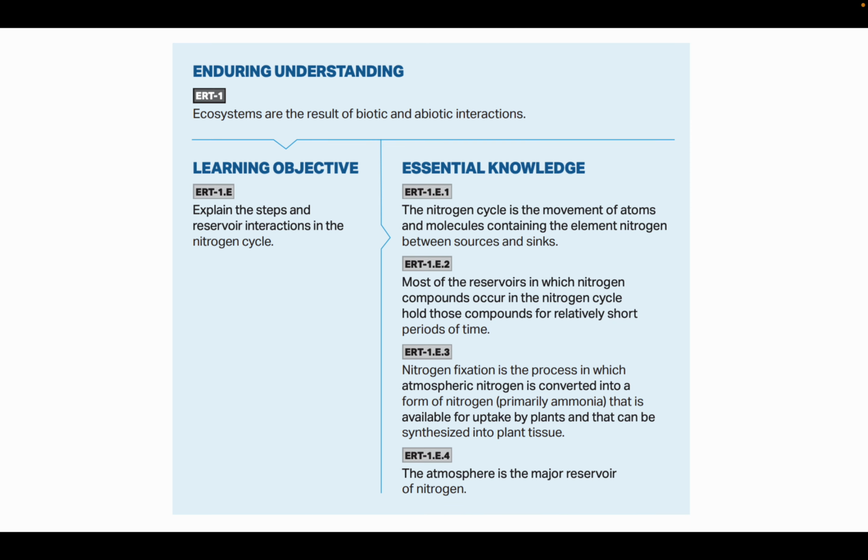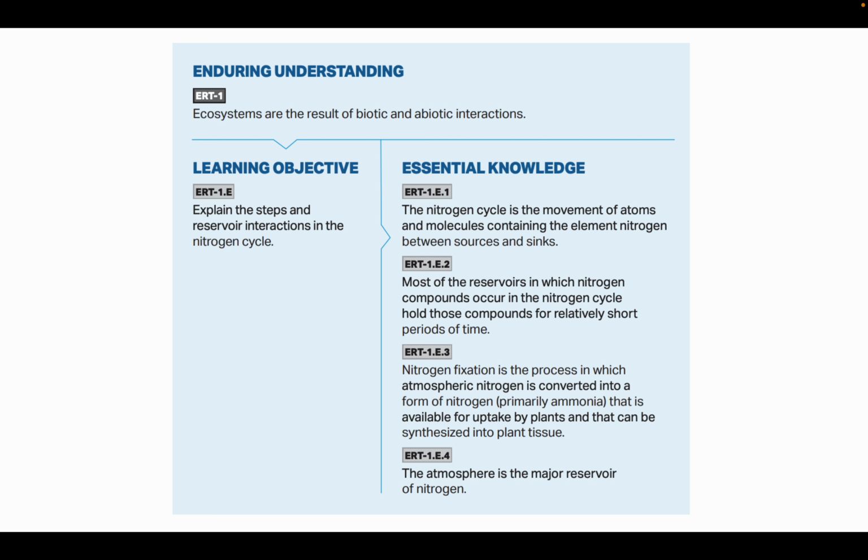So our objectives for today and essential knowledge is that the nitrogen cycle is the movement of atoms and molecules containing the element nitrogen between sources and sinks. Most of the reservoirs in which nitrogen compounds occur in the nitrogen cycle hold those compounds for relatively short periods of time, and nitrogen fixation is the process in which atmospheric nitrogen is converted into a form of nitrogen, primarily ammonia, that is available for uptake by plants and that can be synthesized into plant tissue.